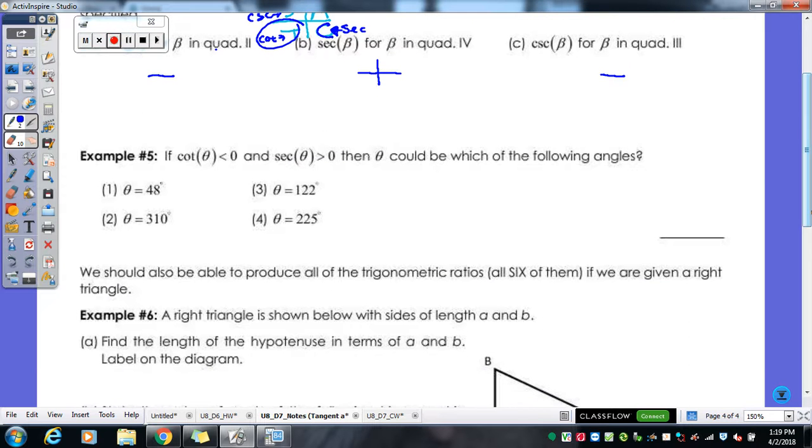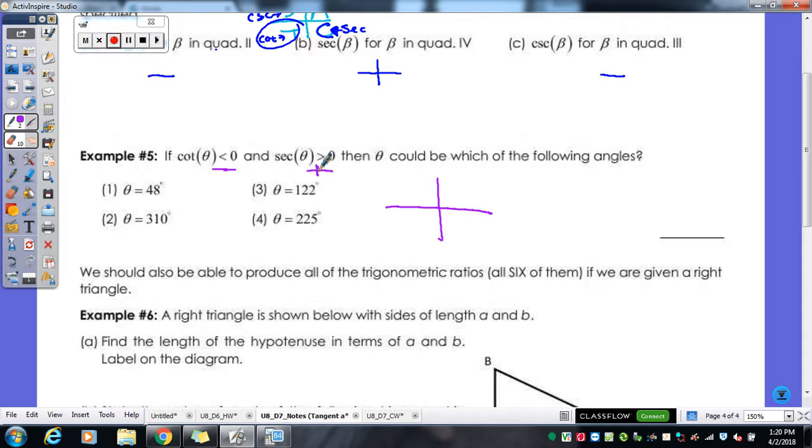All right, so cotangent is less than 0, so that means it's negative. Secant is greater than 0, so that means it's positive. Then theta could be which of the following angles? Well, let's figure out first what quadrant we are in. Cotangent is negative, and secant is positive.